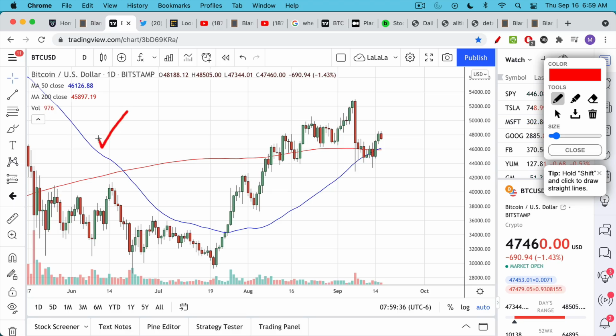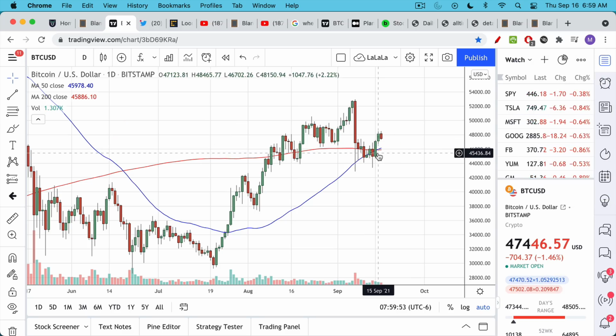The first one is this dark blue line, which is the 50-day moving average. The second is the red line, which is the 200-day moving average. And a golden cross occurs when the blue line crosses above the red line, as we've just seen happen. It actually happened yesterday. If we look here, we can see the 50-day moving average was at 45,978, and the 200-day moving average at 45,886. So we did get that crossover.